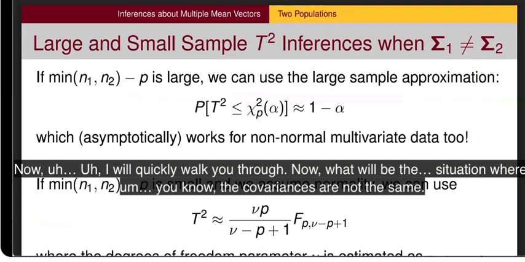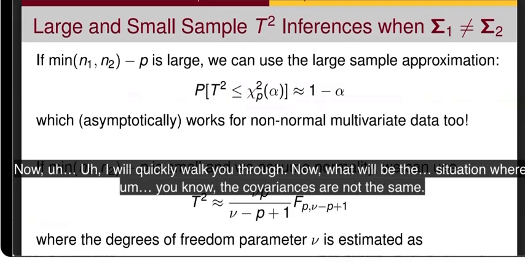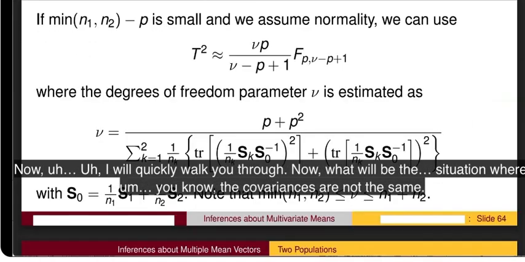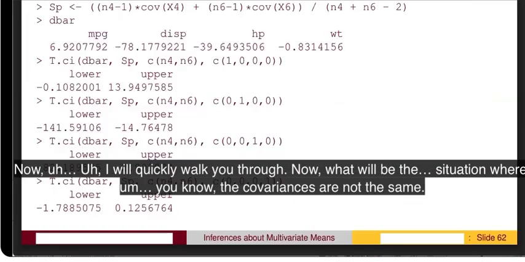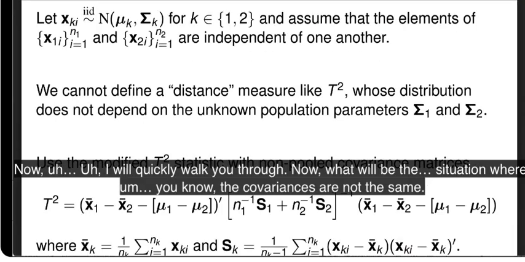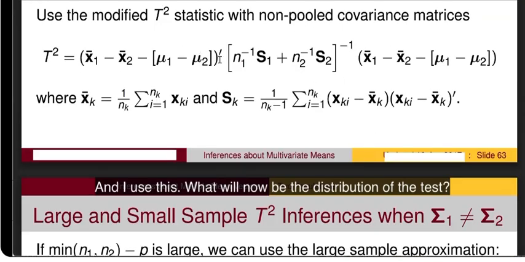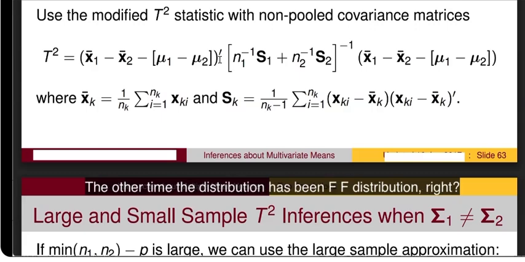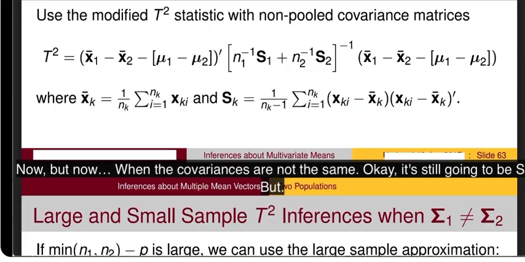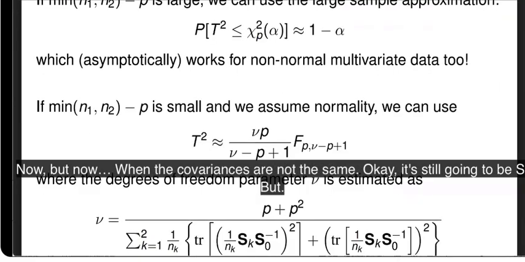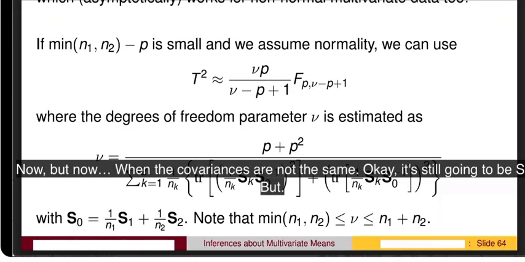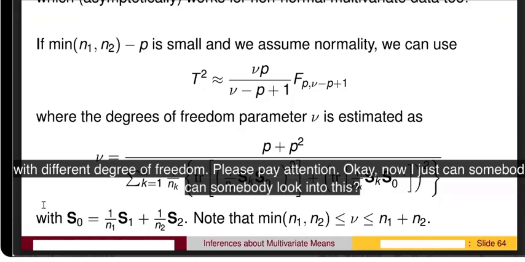Now, I will quickly walk you through the situation where the covariances are not the same and I use this. What will now be the distribution of the test? The other time, the distribution was the F distribution, right? But now, when the covariances are not the same, it's still going to be F, but with different degrees of freedom. Please pay attention.